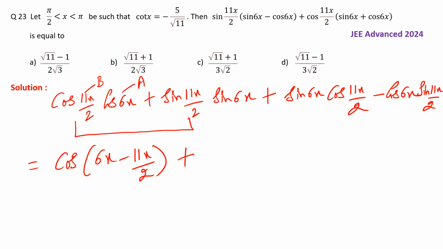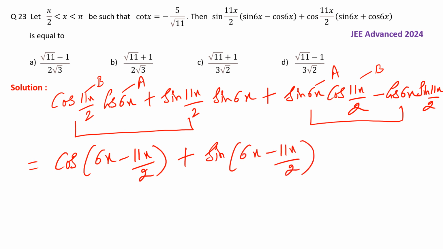And if I look at the last two terms of this expression, then they are forming the identity sine A cos B minus cos A sine B. Now again 6x is A and 11x by 2 is B. Fine. So sine A cos B minus cos A sine B is how much? It is sine of A minus B. So this is sine of 6x minus 11x by 2. Now this gets simplified to cos of 12x minus 11x, which is nothing but x, so x by 2 plus sine of x by 2.